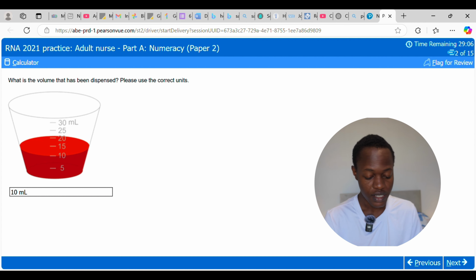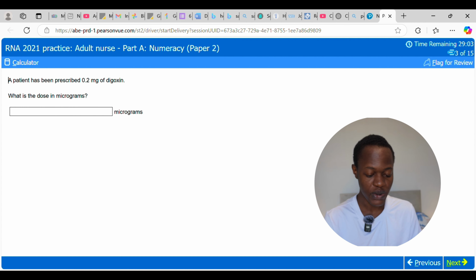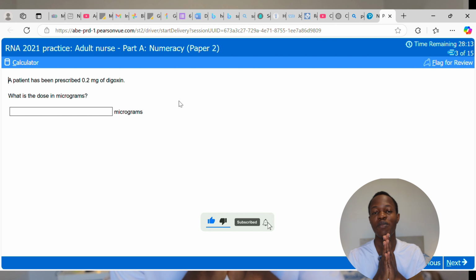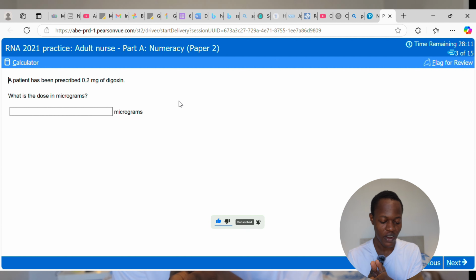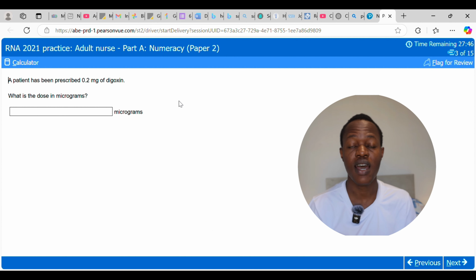Next, a patient has been prescribed 0.2 milligram of digoxin. What is the dose in microgram? Now, how many milligram make micrograms? I think that is 1 milligram is equal to 1,000 micrograms. 1 milligram equals 1,000 micrograms. So that basically is 200 micrograms. Because you already have a unit, you don't need to put your micrograms in there.